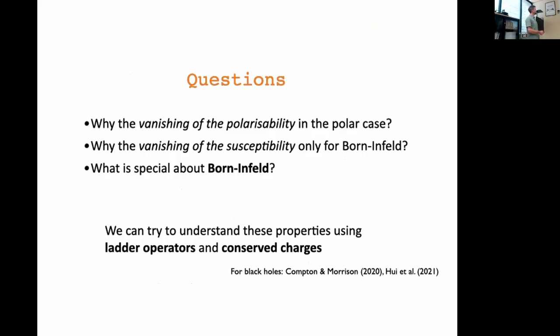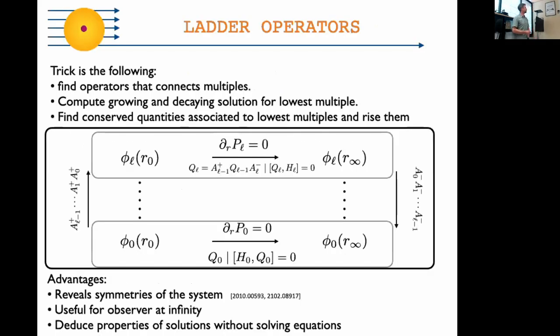Can we try to understand this problem using ladder operators and conserved charges, which is something that people do in black holes? Very briefly, what are ladder operators? We do the following strategy. We have the monopole, for which we have an analytical solution, we can solve for it. And then we have operators that are basically able to move this monopole up to any higher multiple. It's just operators, like in quantum mechanics, basically.